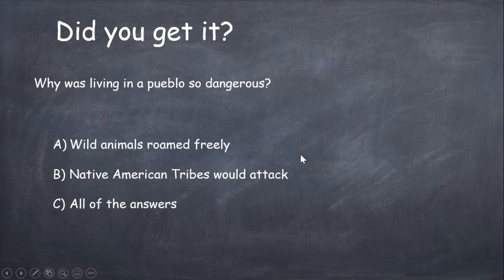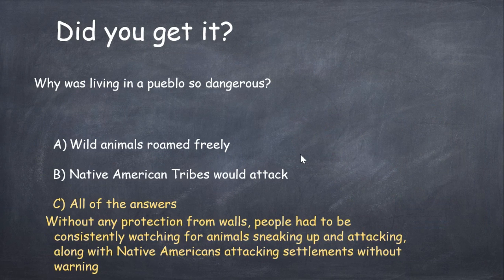So why was living in the Pueblo so dangerous? Was it that wild animals roam freely? Native American tribes would attack? Or all of the answers? It's all of the answers. Native Americans could attack, wild animals could roam freely, and without protection, people had to be constantly watching for it, right? And it wasn't even attacking people.